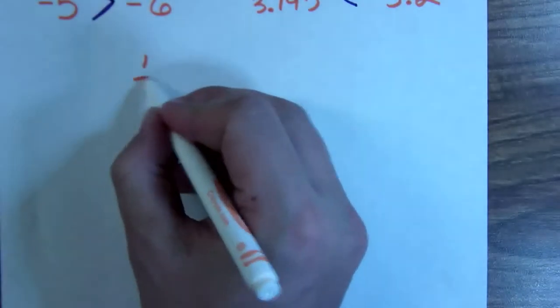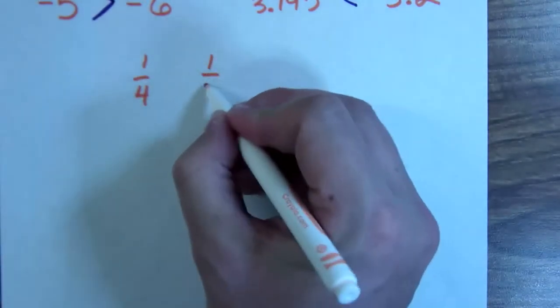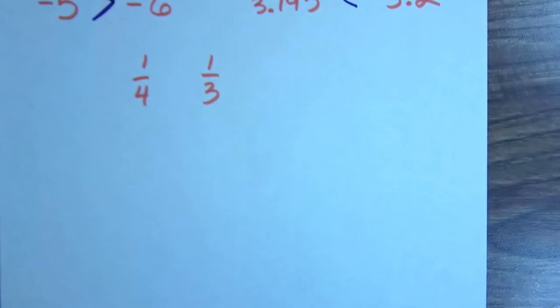All right, let's get real tricky. See if I can really bake your noodle. Which one's bigger, a fourth or a third? Maybe a third's bigger. A third's bigger than a fourth. So which symbol do I put in the middle? Third's bigger, so it's less. So less than. Good.